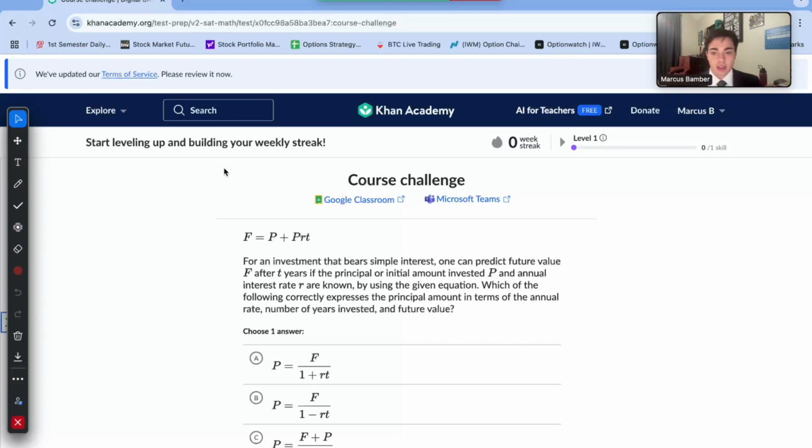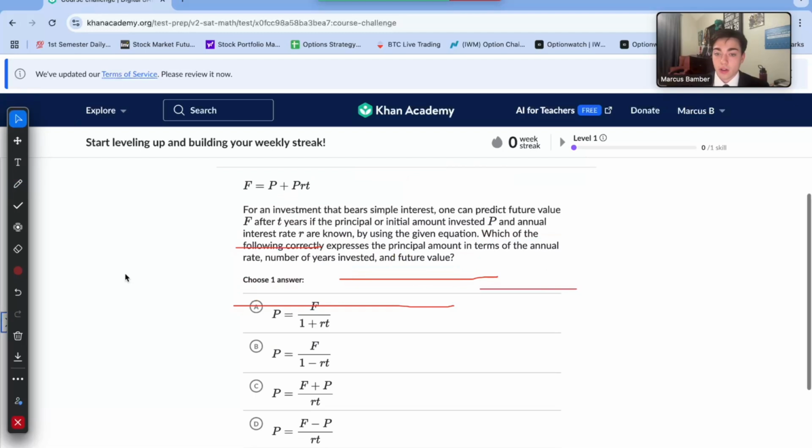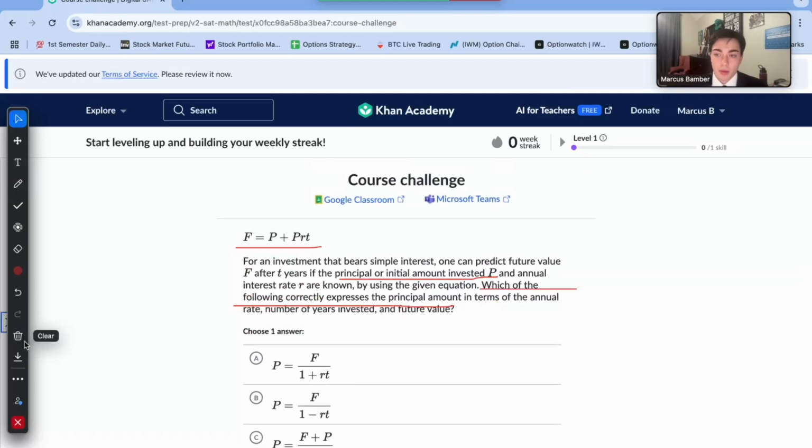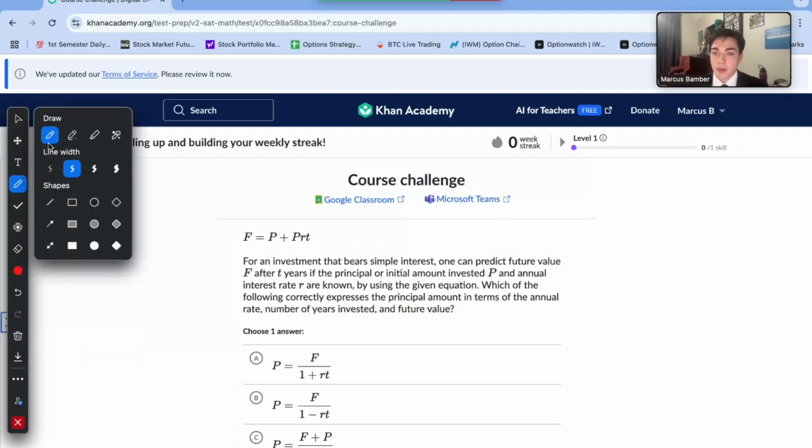Now, let's go ahead and get started with this first question right here. The only things that we have to notice is this first equation right here, and which of the following correctly expresses the principal amount in terms of all of the rest of this stuff. Principal amount stands for P. As we can see here, principal, initial amount invested, is P, and we can see it in all the answers. In every single answer, the P is isolated. So that's what we're going to be doing in this question. We're going to get the P by itself.